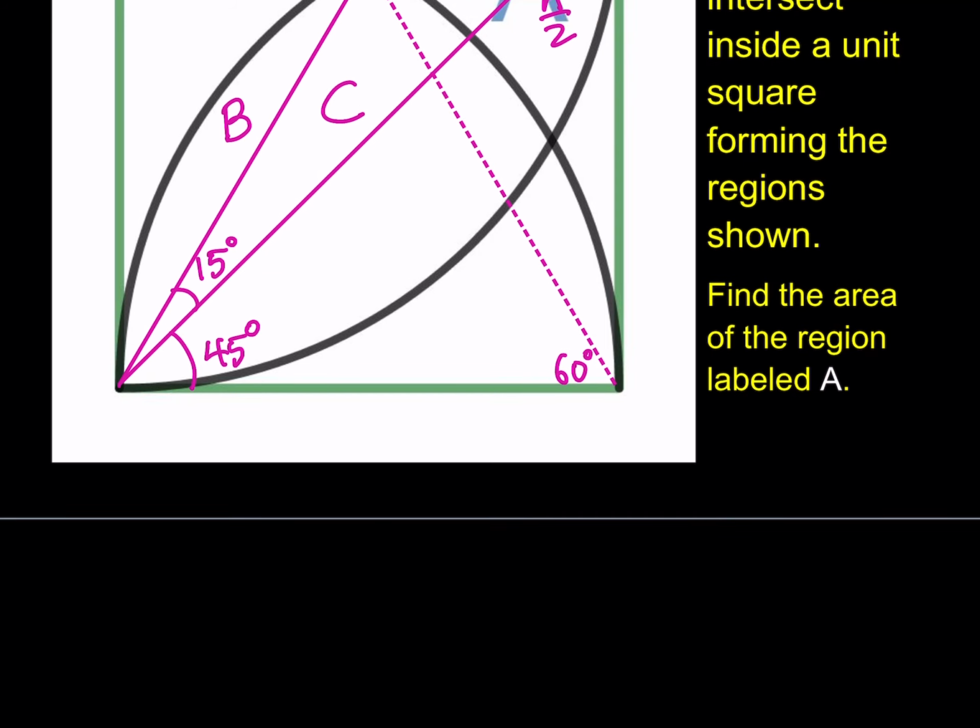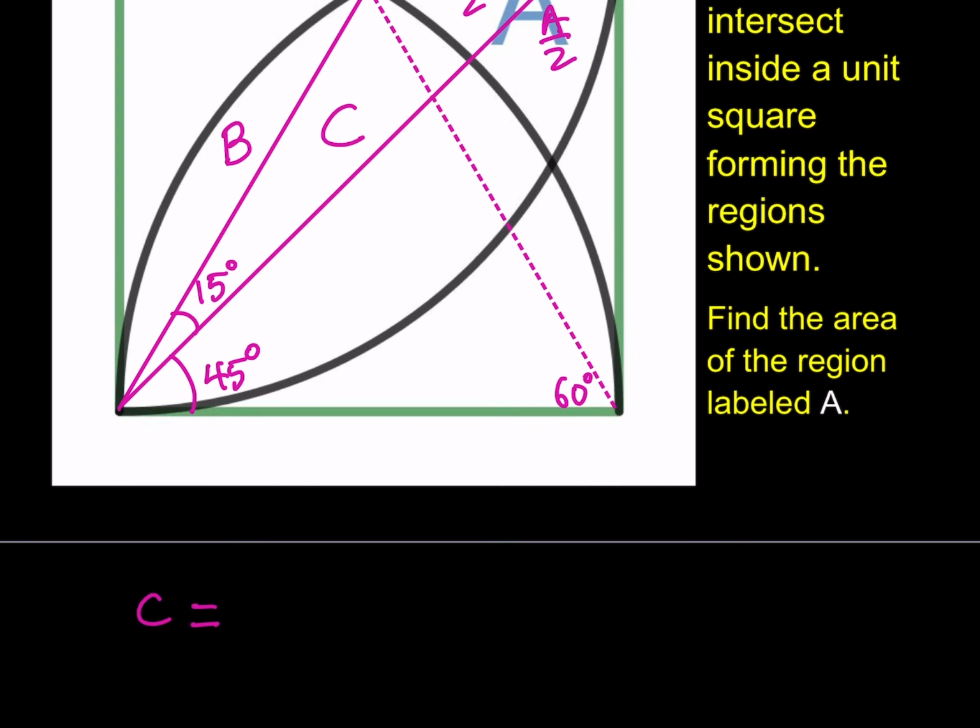So C is basically 1/24th of the full circle whose radius is 1. And the area of a circle is pi r squared. R is 1, so it's pi divided by 24. Beautiful. So we were able to find C. Let's go ahead and find B now.